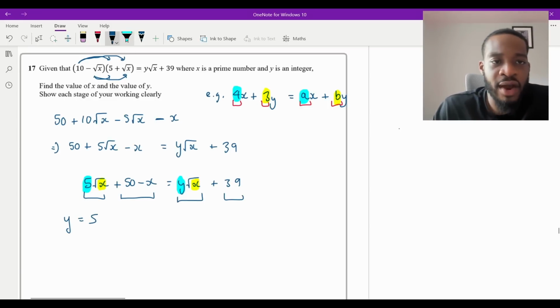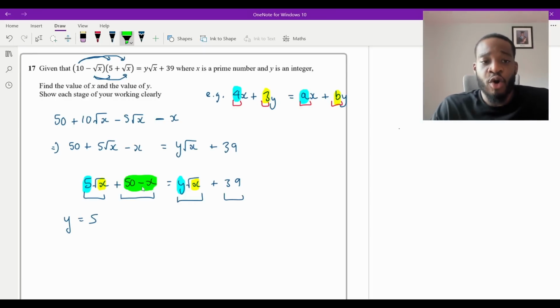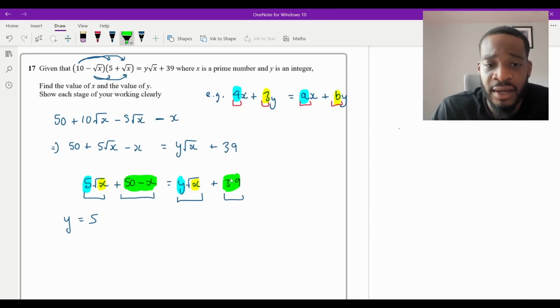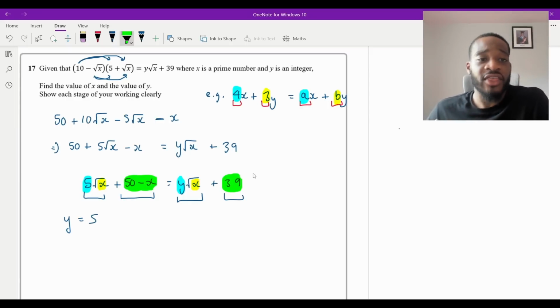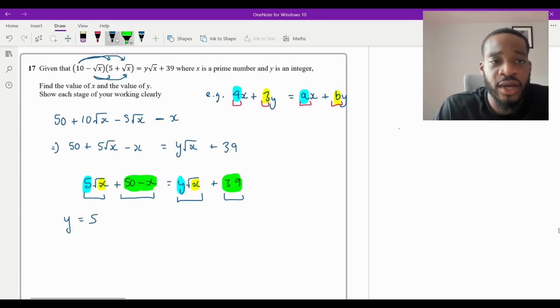Now, the next part is 50 take away x. Now, although x is a variable, a letter, x is an integer. So 50 take away an integer is still an integer. On the right-hand side, the integer is 39. So that must mean that that 50 minus x must equal that 39. So I could create an equation here. I could say that 50 take x has to equal 39. And then this is just a simple linear equation that we can solve.